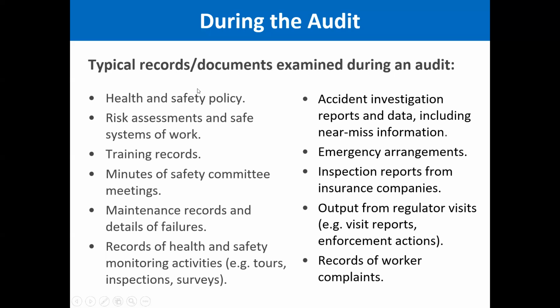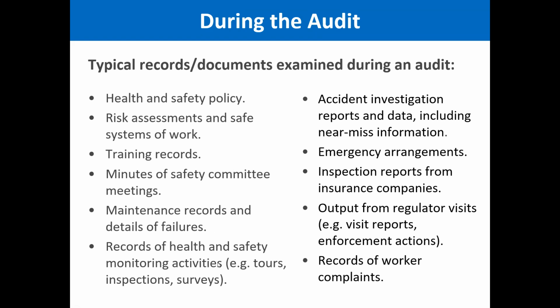During the audit, obviously, you will review various documents and records. What kind of documents or records will you examine in an audit? Usually, you look at the health and safety policy of an organization. You also look at the risk assessments and safe systems of work. You also review the training records. You can also look at the minutes of safety committee meetings, whether the actions that you agreed in the safety committee meetings have been taken or not.